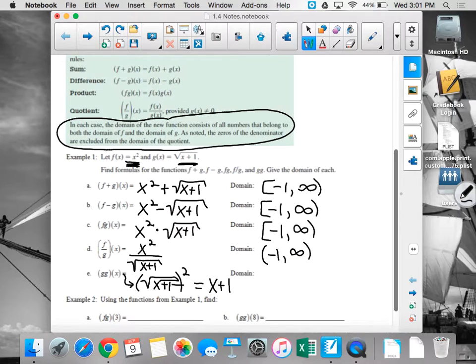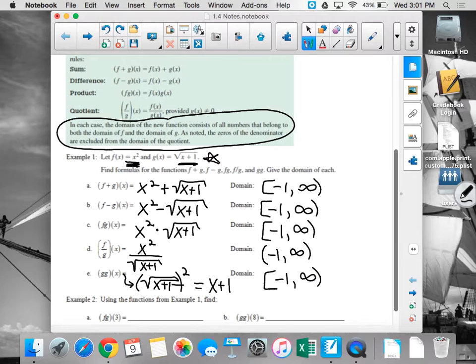So even though on the surface this one looks like it doesn't have any restrictions, you need to remember that it is a product of two functions with restrictions. So the domain would be -1 all the way to infinity to meet this restriction up here for that g of x. That's where I'm saying you can leave it as that square root of x plus 1 quantity squared, but I'd rather you put it as x plus 1 and recognize the fact that the domain has restrictions because of the original functions.